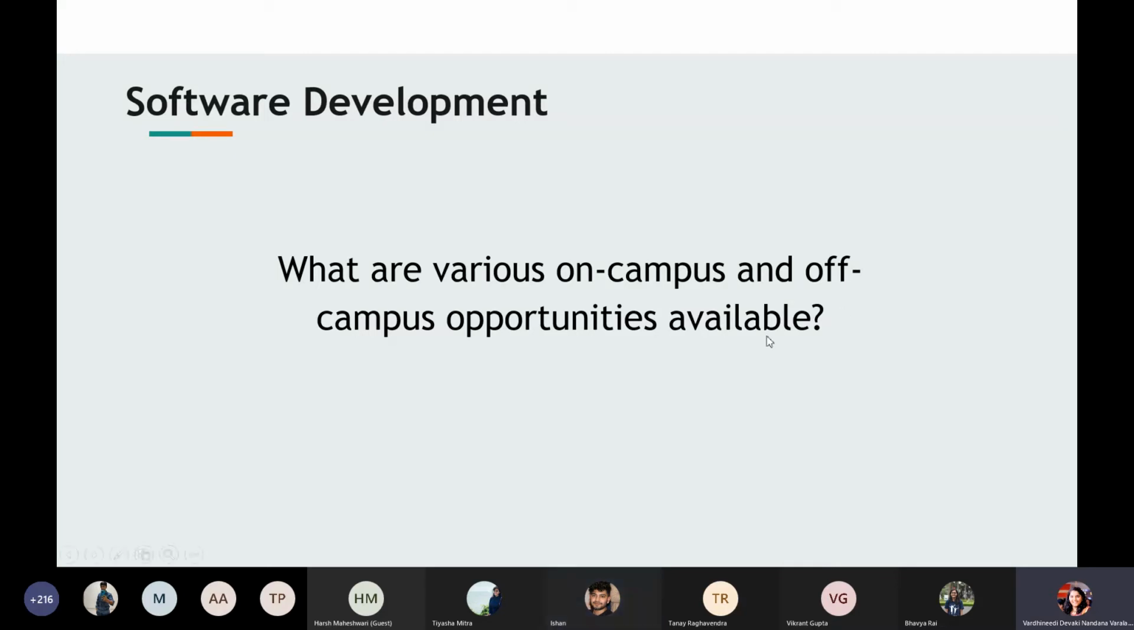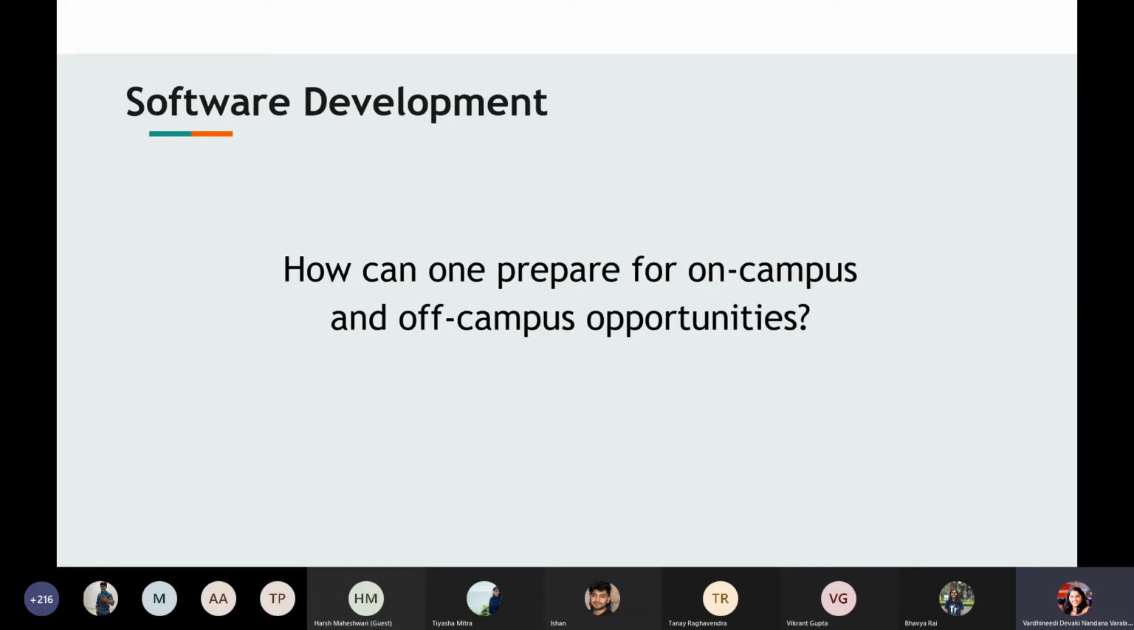Yeah. So that sums up the on-campus and off-campus opportunities available in the software development role, Ishan. Now moving to how one can prepare for off-campus and on-campus opportunities. How does the preparation and the test work, and what is the procedure for the recruitment and all?